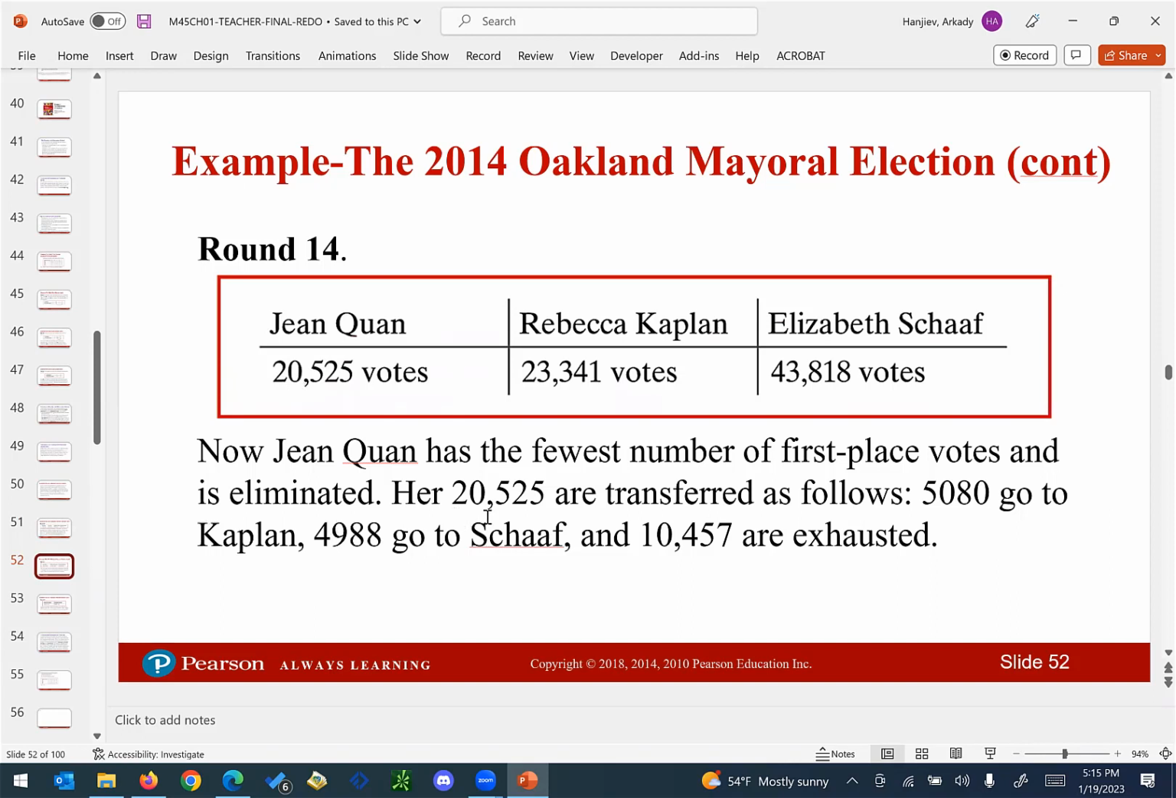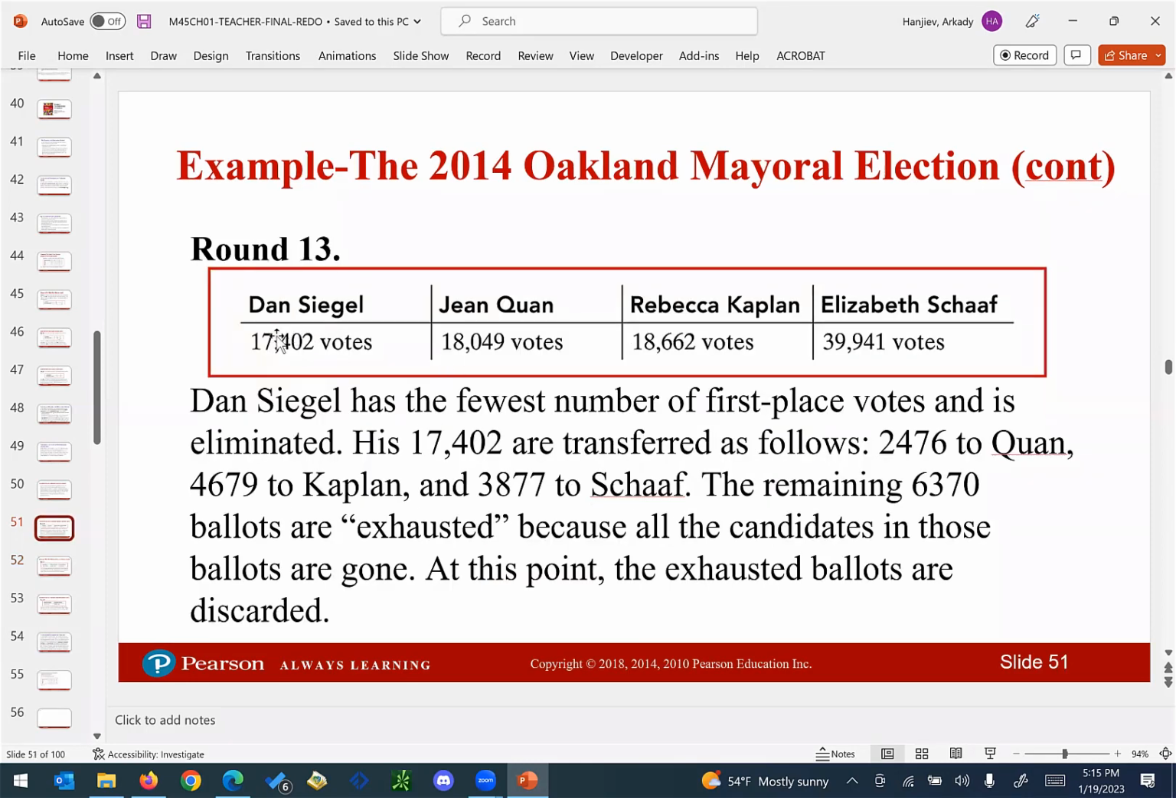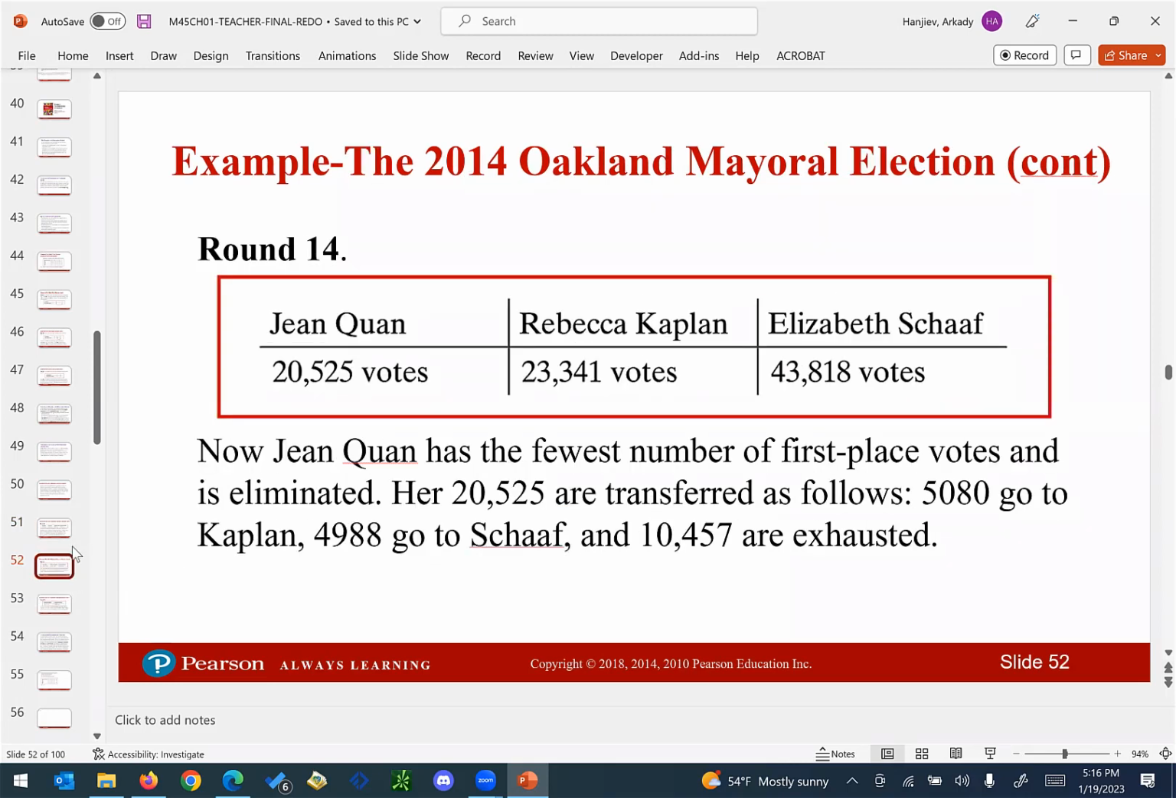And notice, whoa, what happened here? Notice they're not eliminated exactly, right? Not like the simple example we had from the math club. So this one right here gets spread among the other candidates. And that's technically how it's done in real life. And so you have 2,400 went to Quan, I guess I go by last names, 26 to Kaplan, and 38 to Schaaf. So notice it's proportional to what they had already. That's technically how it's done. So there it is. Then Jean gets eliminated here.